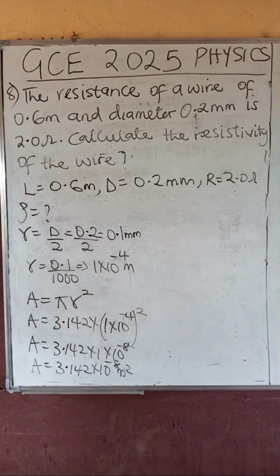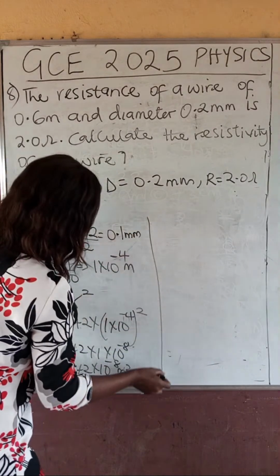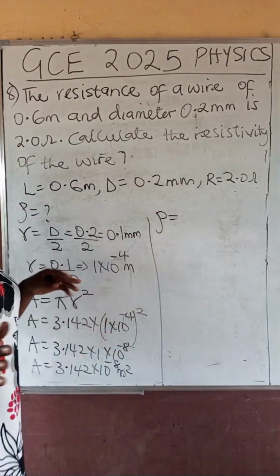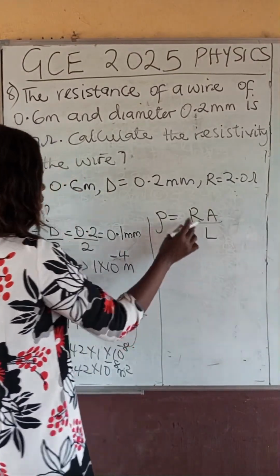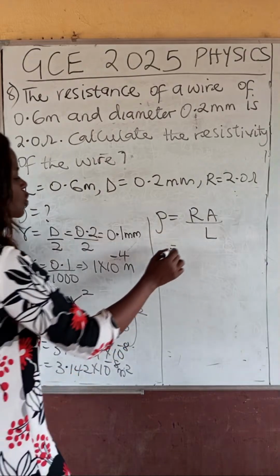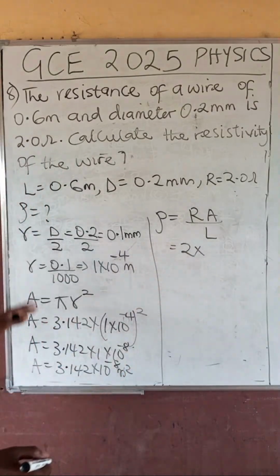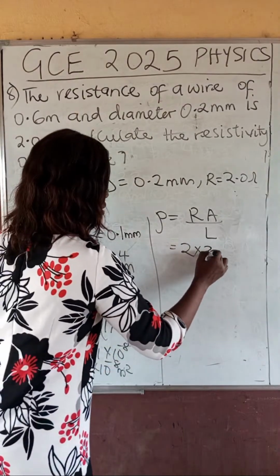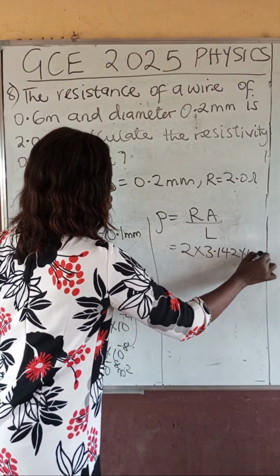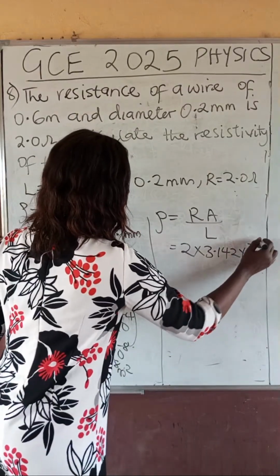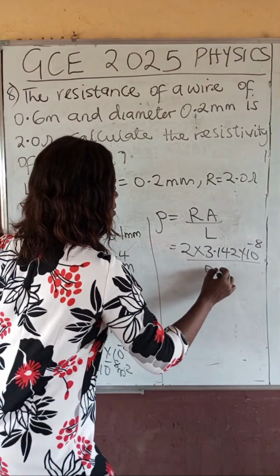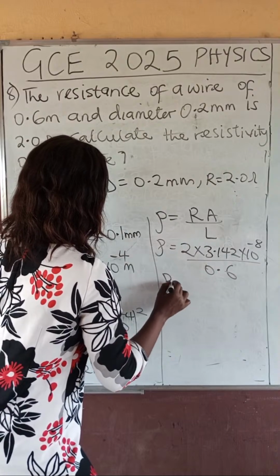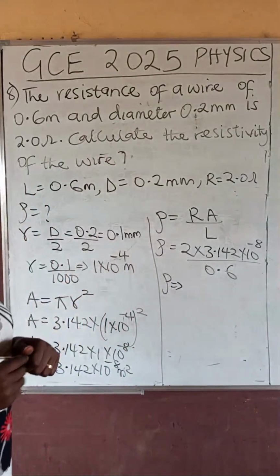This was just for us to get the area. So now we can solve. Resistivity, remember the formula, is equal to R A over L. My R is 2 multiplied by my area, 3.142 times 10 raised to the power of minus 8, then divided by my length, which is 0.6. Okay, so let's multiply.